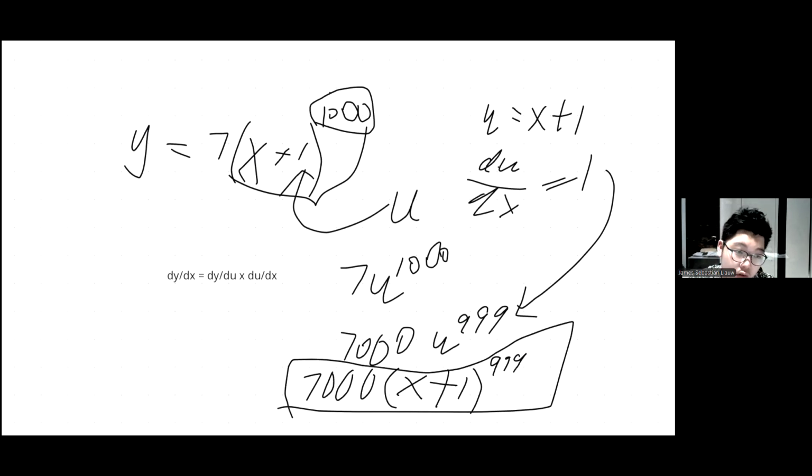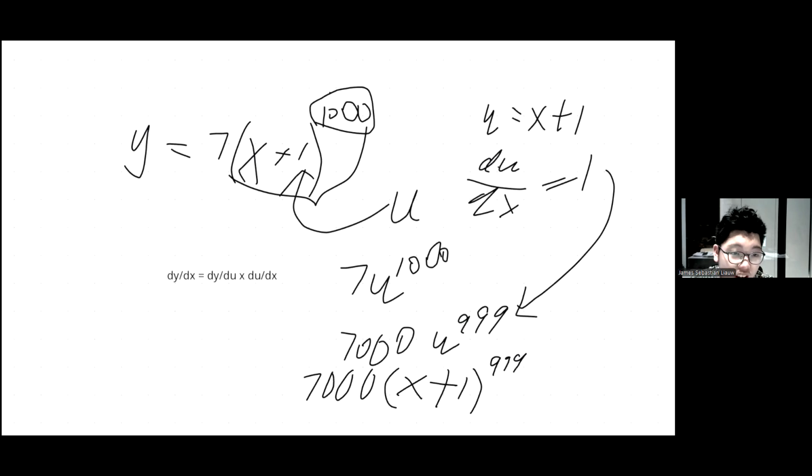This is if the inside function is x plus 1, that's easy. If we add a coefficient or something, then you will have to multiply. Then this is not 1 anymore, this is 3. So you multiply this by 3. So this is not 7,000, this is 21,000.